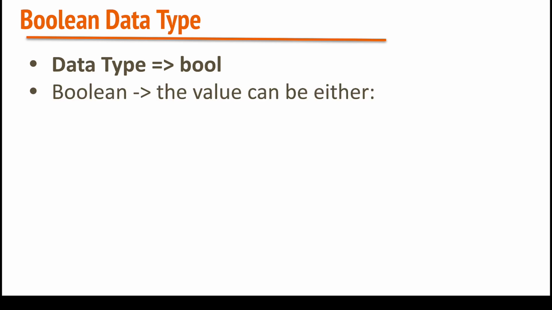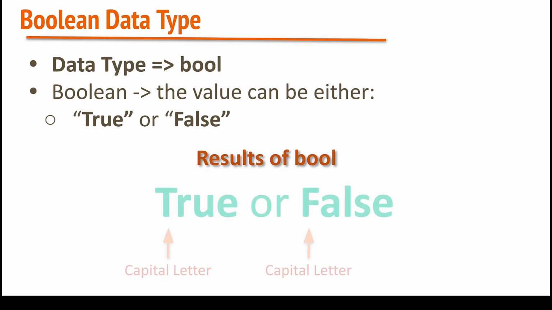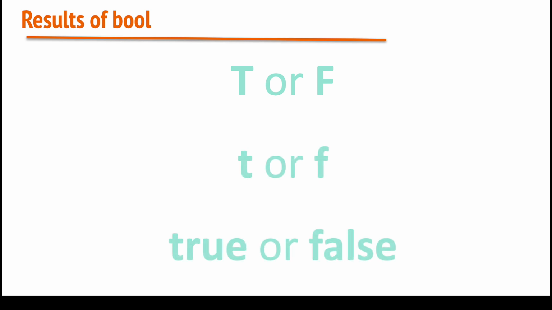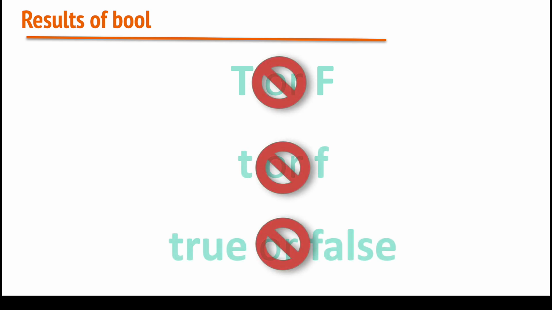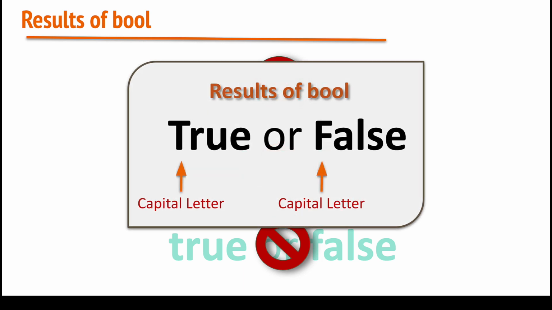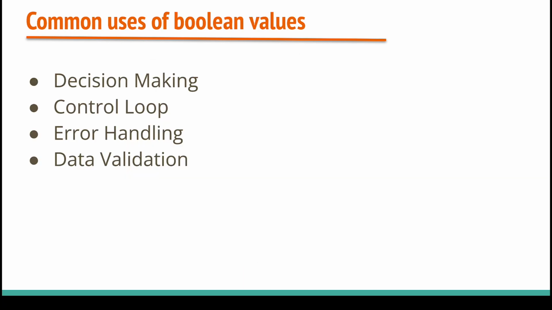The Boolean value can be either true or false. Now, pay attention to this. The results of the bool are going to be true or false with a capital T and a capital F. So the results of bool as an uppercase T or lowercase f, or true and false in lowercase, that cannot happen. That's not how the results work. In a moment, we're going to take a look at how that works. Again, it's going to be capital T for True and capital F for False.